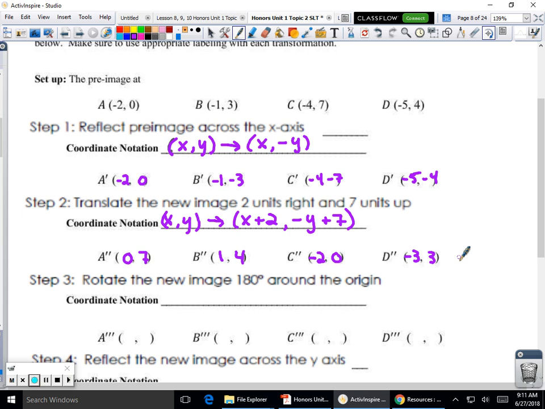Actually, let me just do one more with you, because this is the one where it gets interesting. Okay, if we rotate the new image 180 degrees around the origin, what does that do to our x and y? The x and y stay in the same place. Hopefully you have your summary sheet, that orange summary sheet. You're going to take the x and y, they're going to stay in the x and y position, but they're going to each become their opposites.